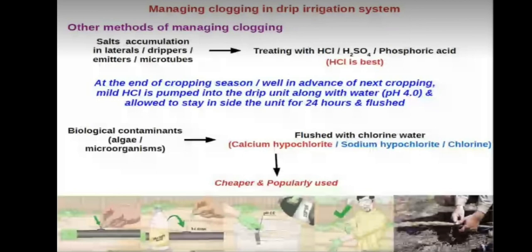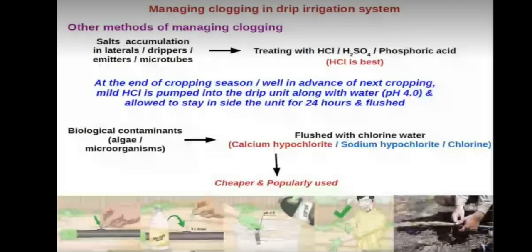Next, at the end of the cropping season, well in advance of the next cropping, mild HCl is pumped into the drip unit along with water of pH 4 and allowed to stay. Here, the water must be pH 4. Then it will be cleaned and allowed to stay inside the unit for 24 hours and then flushed. After 24 hours, you leave the water out, and then all the salt is eliminated.